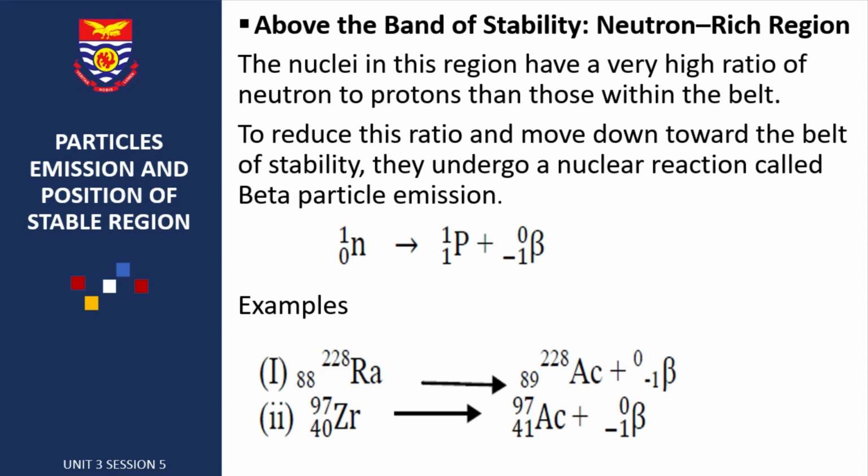An example is illustrated here where a neutron is converted to a proton by the emission of a beta particle. Also, these examples here are radioactive decays where beta particles are emitted to stabilize the nuclei.